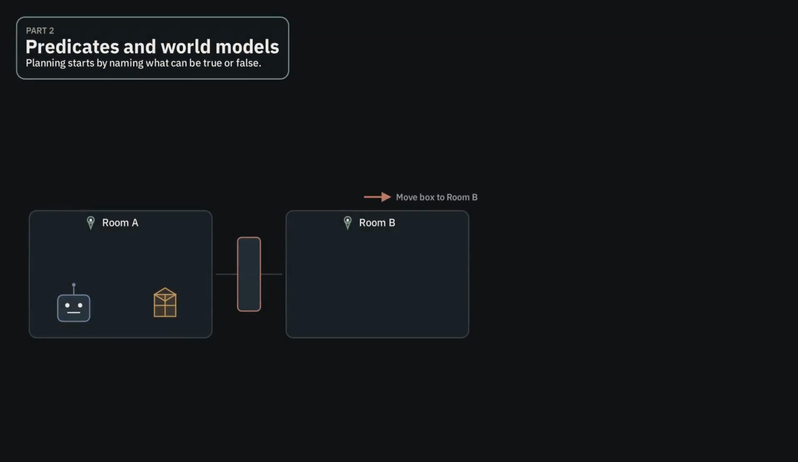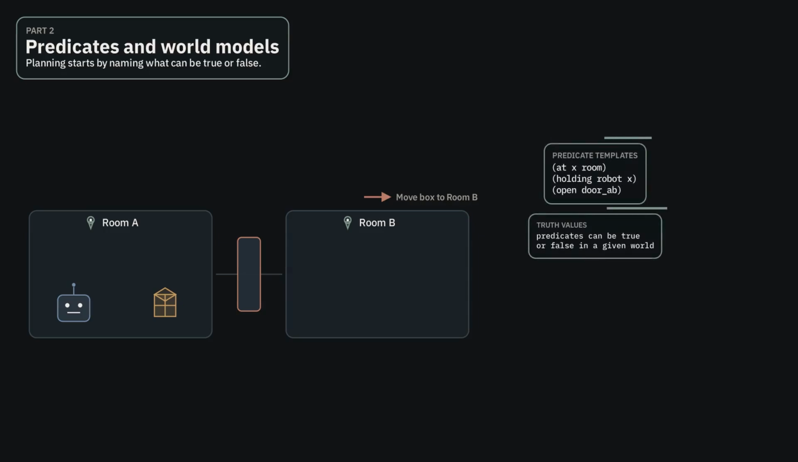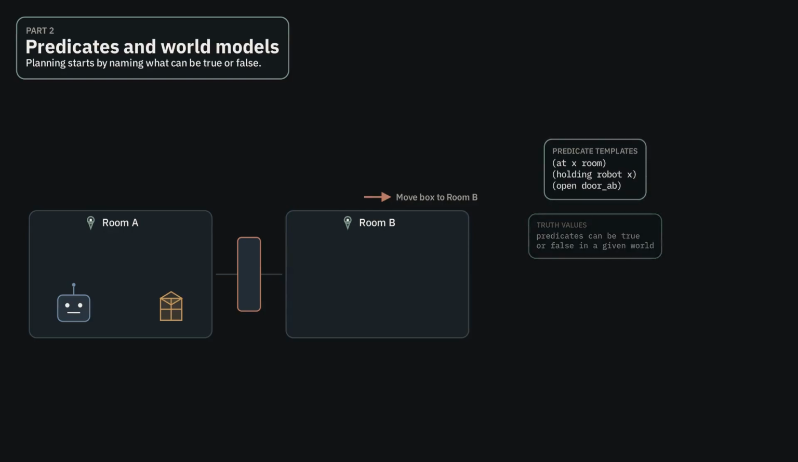Before an AI can plan, it needs a language for describing the world. In automated planning, that language is usually built from predicates. A predicate is a symbolic statement that can be true or false. For example, a statement like at(X, Y) says that object X is at location Y. A statement like holding(X) says the robot is holding X. A statement like open(D) says door D is open. These are not full natural language sentences. They are compact symbols the planner can reason with.